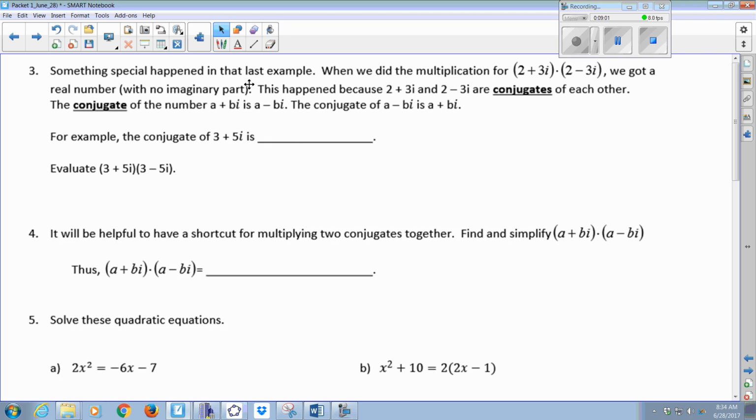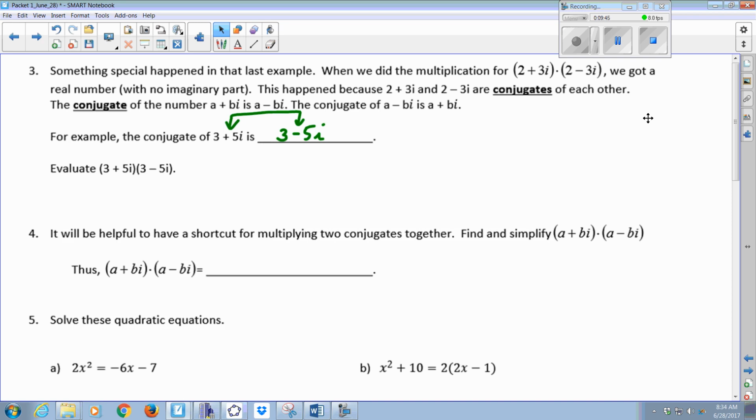This special thing happened in this last example when we multiplied 2 plus 3i times 2 minus 3i. We got a real number with no imaginary part. This happened because 2 plus 3i and 2 minus 3i are what we call conjugates of each other. The conjugate of a number, a plus bi, is simply a take away bi. So a minus bi and a plus bi are conjugates of each other. So for example, the conjugate of 3 plus 5i is simply 3 take away 5i. We just changed the addition to subtraction in this case.